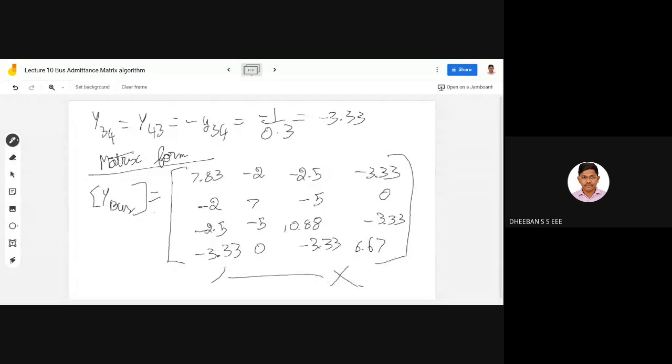So this is how you have to find your bus admittance matrix. A very important problem you can expect. After this, we'll be dealing with some complex numbers. This is a very simple problem, and in the upcoming problem sessions, we'll be dealing with complex numbers.